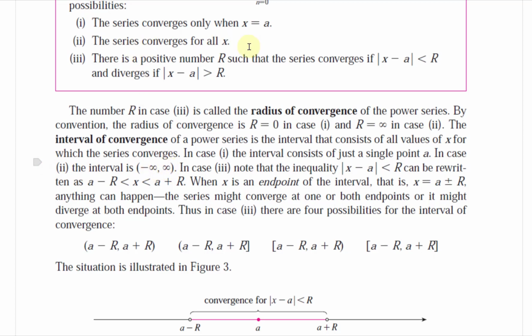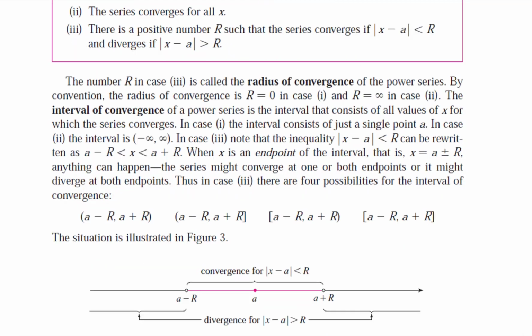That's for all x. In case 3, note that the inequality absolute value of x minus a less than r can be rewritten, if we remove that absolute value, as x is greater than a minus r, and x is less than a plus r. And the reason you can rewrite this inequality, absolute value x minus a is less than r, as this is that x minus a is going to be less than the positive r, and it's going to be greater than the negative of this r.